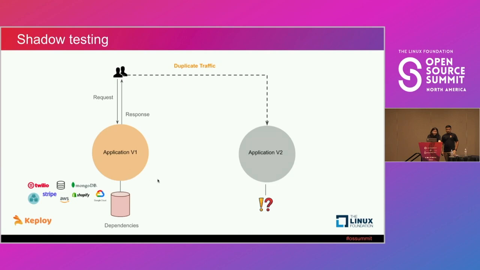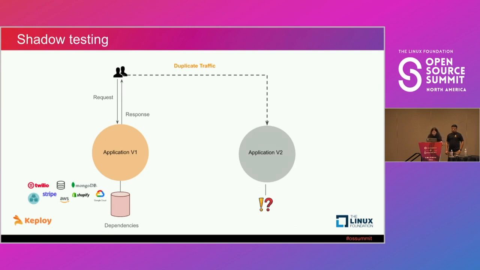In stateful applications, your application is basically talking to multiple dependencies, Twilio, Stripe, multiple dependencies. Especially in microservice architecture, there are internal calls and external calls that your application makes. So we were curious: with application v2, what do we connect as a dependency? We cannot directly make it talk to the production dependencies.